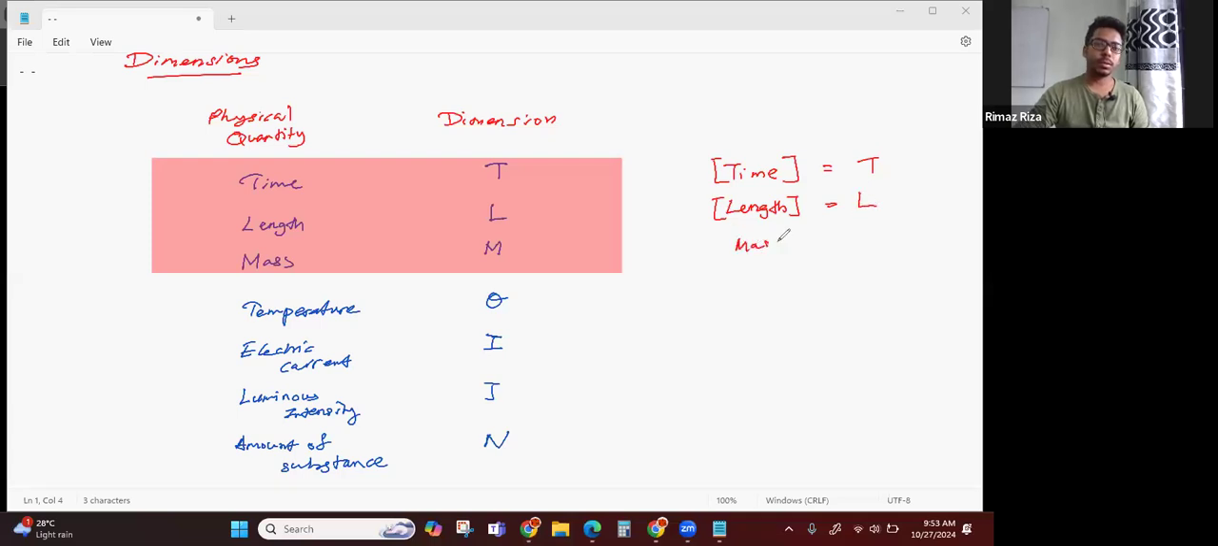Dimension of mass is capital M. So write down a small point: dimensions are denoted in square brackets, and then you can write this time. So you read this as dimension of time equals capital T. Dimension of length equals capital L. Dimension of mass equals capital M.